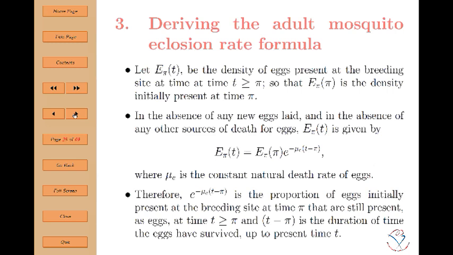If I let E_pi(T) be the density of X present at the breeding site at time pi that are still present as X at time T, then I can write down an expectation of the number of X that are still present at time T, which were initially present at time pi, by this exponential decay function here. It's nothing new. It is just a simple decay rate where we have no additional source of death for the X, and we can identify that exponential of minus mu_E times (T minus pi) is the proportion of X initially present at the breeding site at time pi that are still present as X at this current time T.